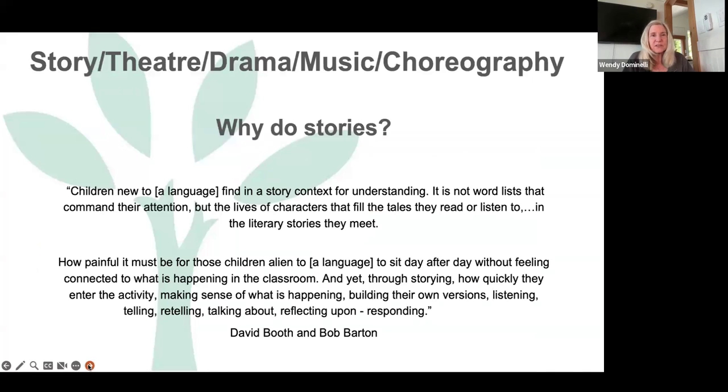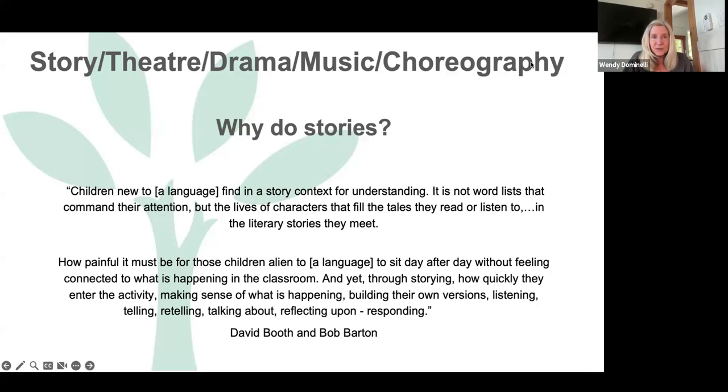So I'm going to just show you this little excerpt from a mentor of mine whose name is David Booth. He was a professor at the University of Toronto, OISE, Ontario Institute for Studies in Education. And he wrote numerous articles and books on, he worked in English first language classes, but I think his ideas really work well in a second language environment.